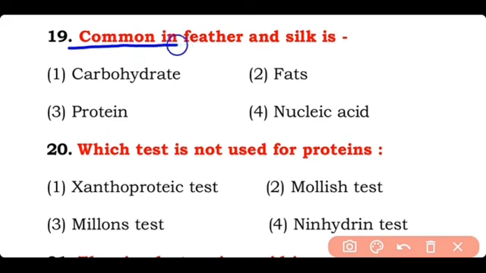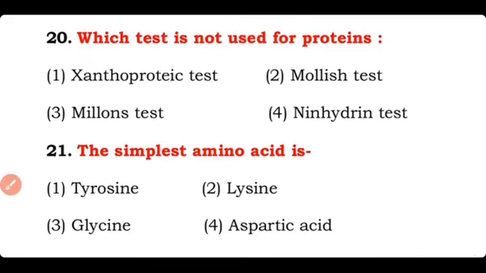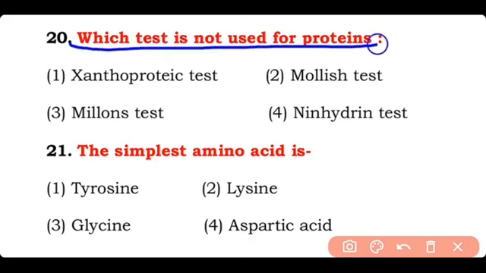Number 19. Common in feathers as well as silk is carbohydrate, fats, protein, nucleic acid. So correct answer is option 3. Feathers as well as silk are both made up of protein. Silk has fibroin protein while the feathers have keratin protein. Question number 20. Which test is not used for protein? Xanthoproteic test, Molisch test, Millon's test, or Ninhydrin test.